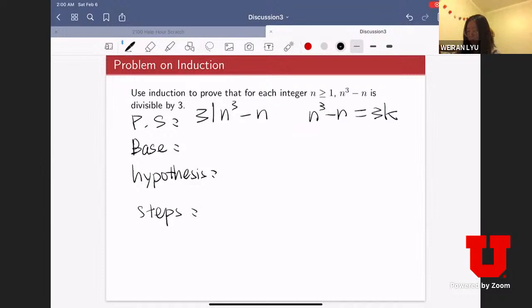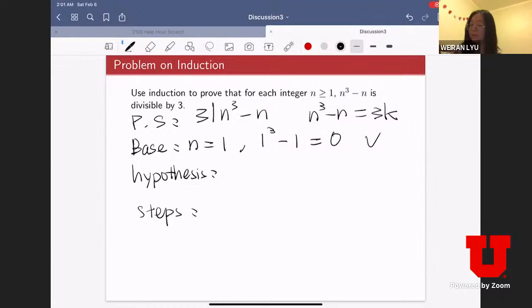And how are we going to show our base case is true in this case? I think we just set n to 1. So we start with n equals 1, and we just substitute that in, which will get 0. And we know that 0 is divisible by 3. And thus we have proved the base case is true.